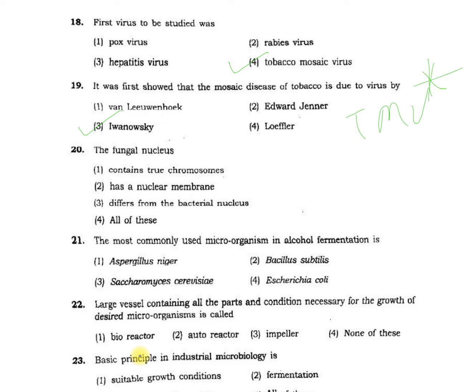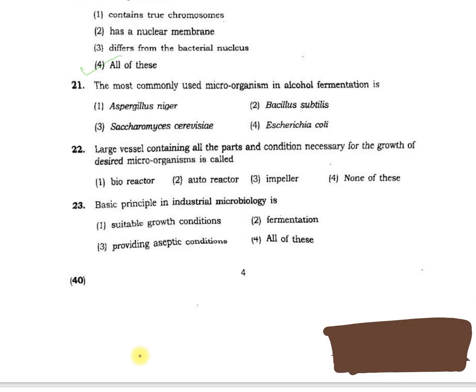The question 20. The fungal nucleus 1. contains two chromosomes, 2. has a nuclear membrane, option 3, differs from the bacterial nucleus, option 4, all of these. So here the option 4, all of these is correct. The fungal nucleus is the example of the eukaryotic nucleus. So it contains the two chromosomes. It also has a nuclear membrane and it obviously differs from the bacterial nucleus, which is example of the nucleoid of prokaryotic nucleus.